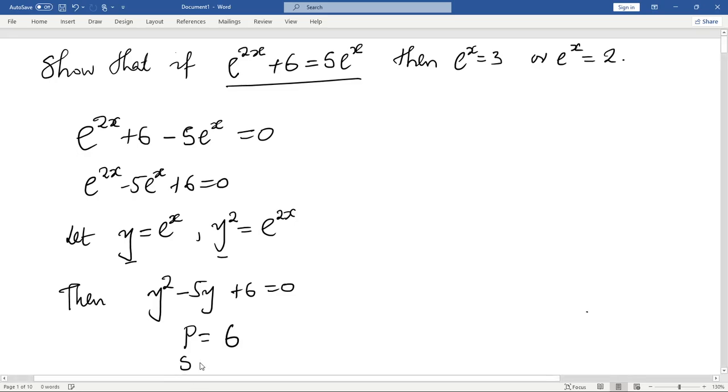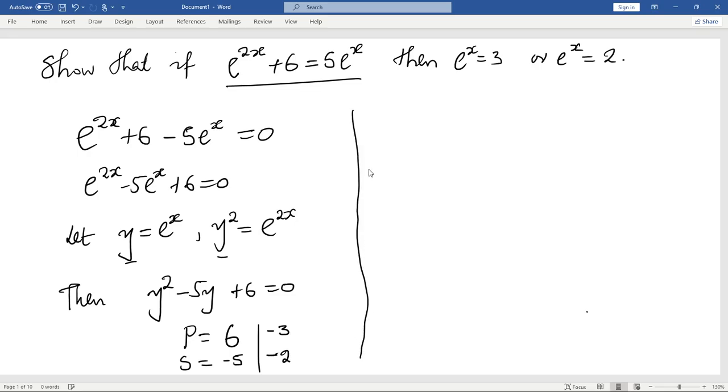Then the sum is just equal to the coefficient of y here. So the coefficient of y is negative 5. So meaning that here, we need to look for two numbers such that if we multiply them, we get positive 6. If we add them, we get negative 5. So those two numbers are negative 3 and negative 2, like this. Okay, so now this equation that we have can be written as y squared minus 3y minus 2y plus 6 is equal to 0 here.